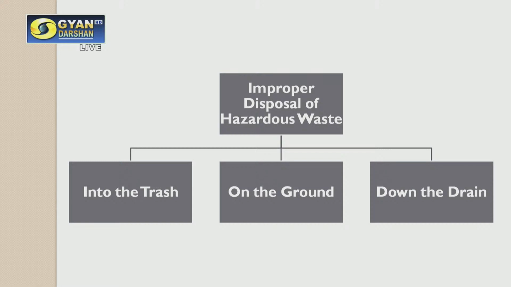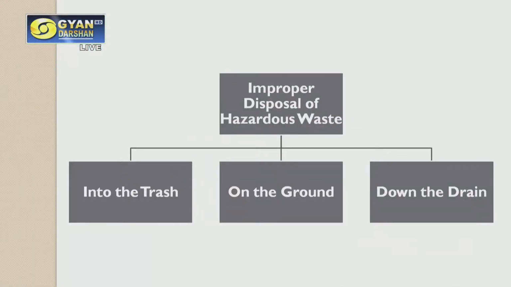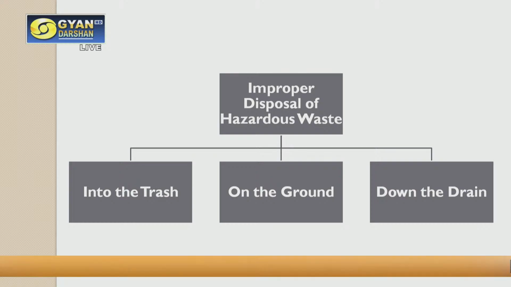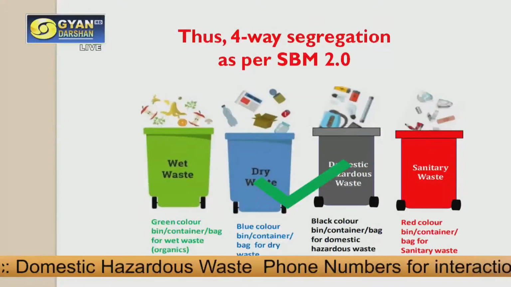If it is lying on the land as an open dump, or just thrown away, maybe in a landfill, it is exposed to all the different elements and causes various types of pollution. If it enters the drain and flows into water bodies, it pollutes various lakes and rivers, and also the groundwater. So in every possible way it is harmful, and therefore Swachh Bharat Mission 2.0 advocates 4 stages of segregation.